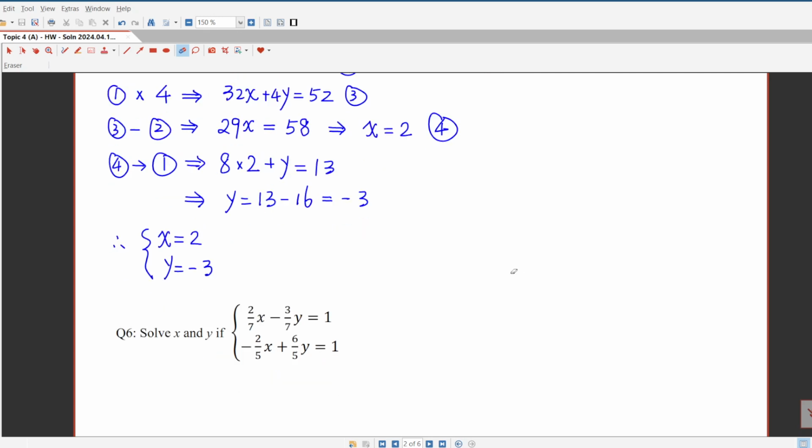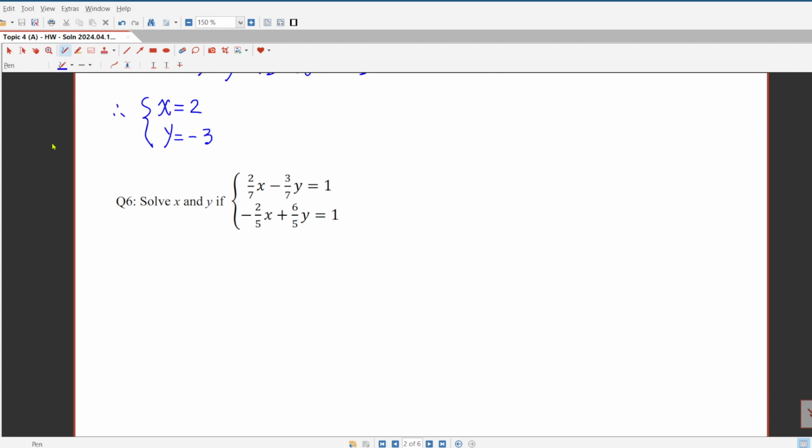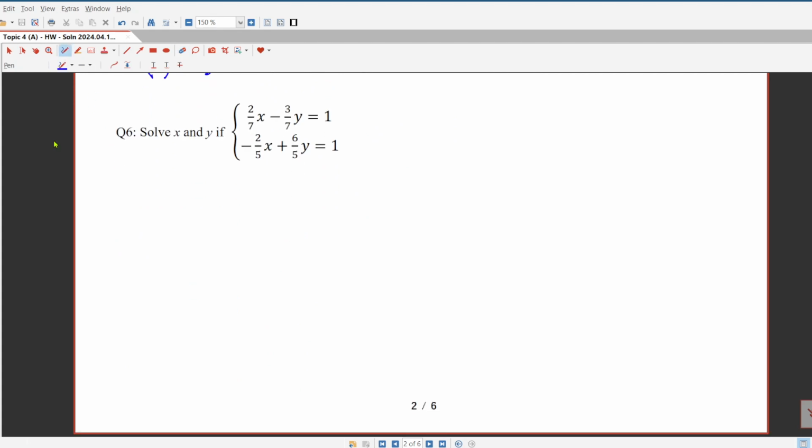Alright, if you have finished, let's have a look at the next one. Okay, the next one involves constants which are fractions. So usually we don't like fractions, right? Because it will complicate the problem. So if you don't like that, you can multiply the common denominator to change the coefficients to integer numbers, right? This does not change the solution set.